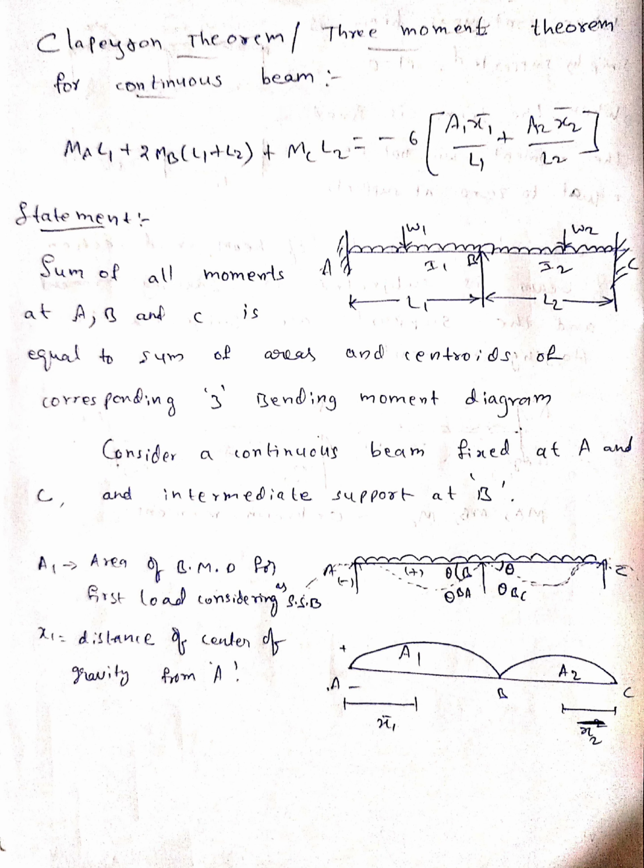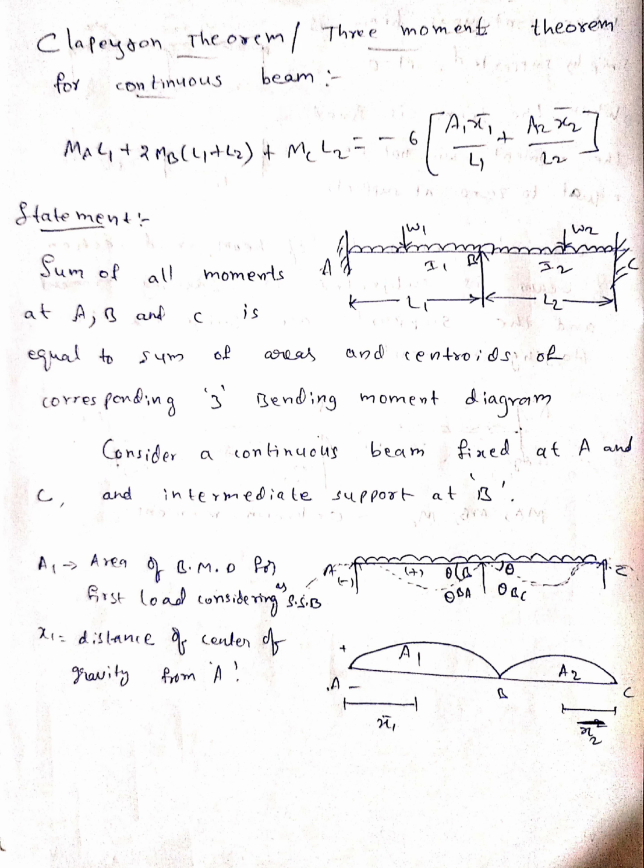So consider the continuous beam fixed at A and C and the intermediate support at B. Now you can see the deflection curve here, and theta BA is shown here. You can see at B, to the left side theta BA, to the right side theta BC. So theta BA is equal to minus theta BC. So according to this theorem, MA L1 plus 2 MB into (L1 plus L2) plus MC L2 is equal to minus (6 A1 x1 bar by L1 plus 6 A2 x2 bar by L2). This we need to prove now.